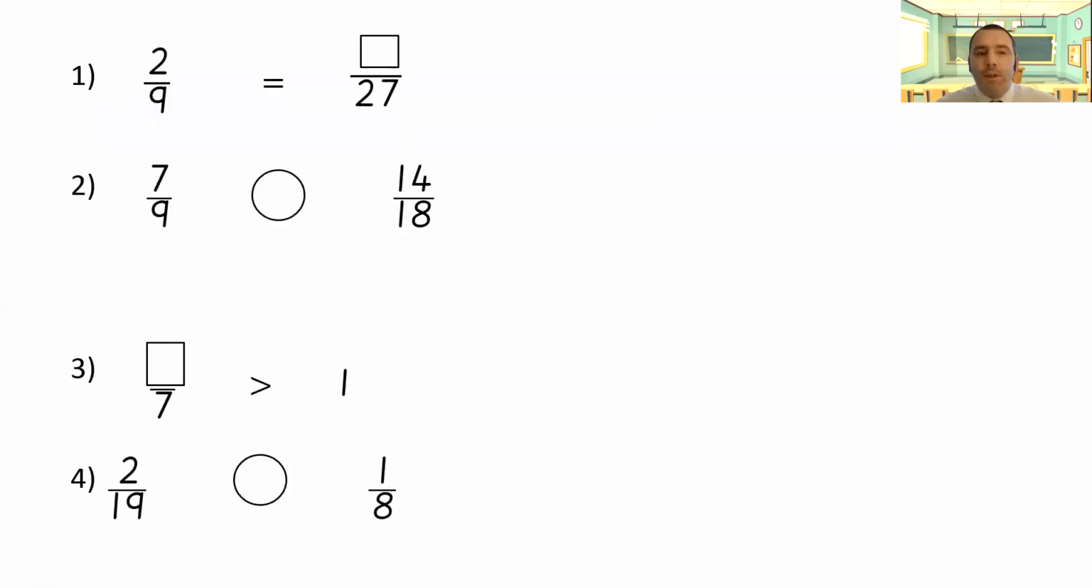Before we do that, something to have a bit of a recap over. Remind yourself of what we're doing. So we're going to be looking at equivalent fractions here, and we're looking between mixed numbers and improper fractions in places. Pause here to complete these questions.